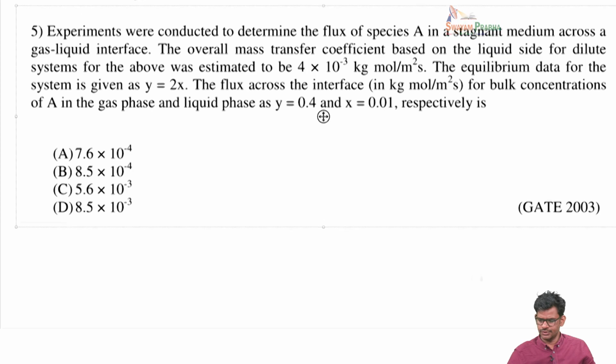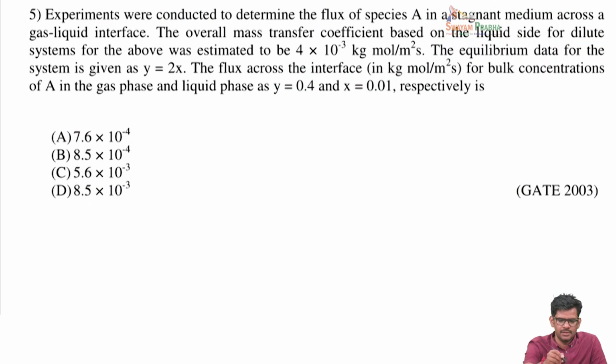So this is a GATE 2003 question paper. Okay, so basically, where is it? Draw pen. Yeah. So experiments were conducted to determine the flux of species A in a stagnant medium across a gas-liquid interface. The overall mass transfer coefficient based on the liquid side for dilute system for the above was estimated to be this. So okay, a lot of information.